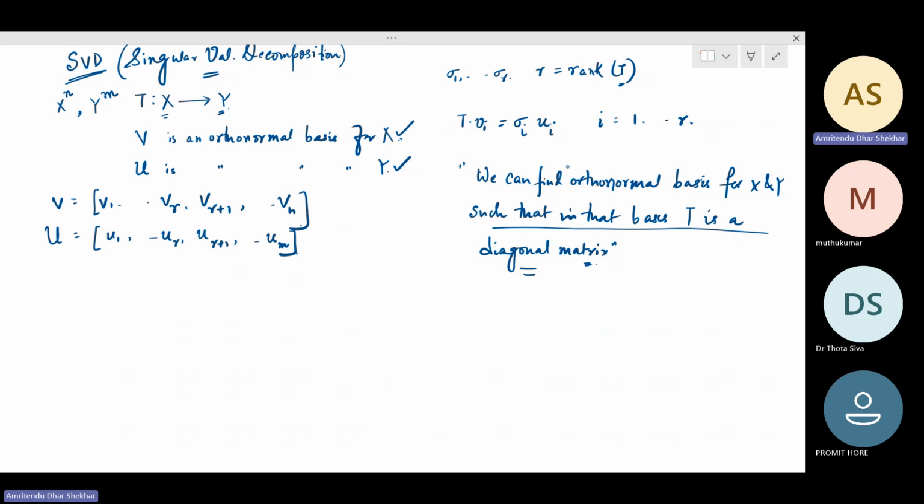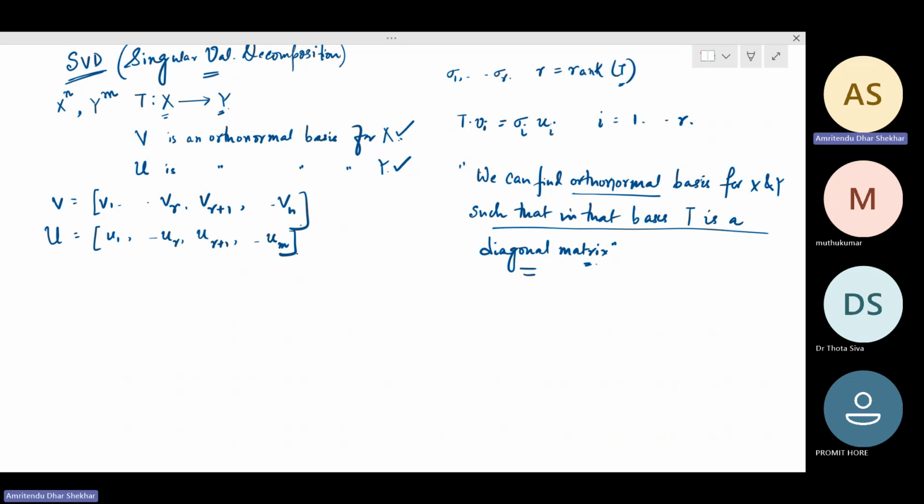So let's say there was no orthonormal. Assume that the word orthonormal was not there. Then the statement would read like we can find basis for x and y, such that in that basis T is a diagonal matrix, which is fine. But when you write orthonormal, you are actually strengthening the statement. You're giving more information, where you're saying that not only can we find basis for x and y, but actually these bases would be orthonormal bases also. Okay, so it's a much stronger statement.